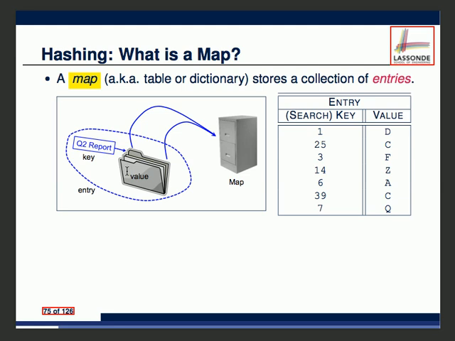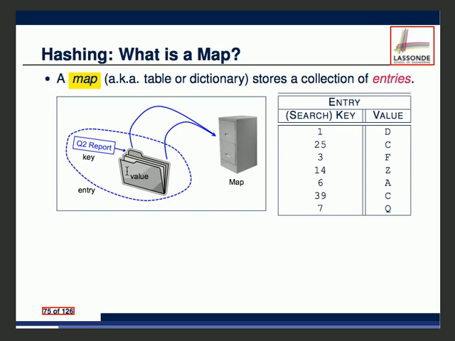Now let's focus on the right-hand side, because that's the example I'm going to use throughout the hashing example. You can see that each entry has two things. It has a search key, and it has a value. For the search key, let's make it easy, just integers, which can be 1, 25, 3, 14. You can notice that there's no duplication, and that's actually quite important.